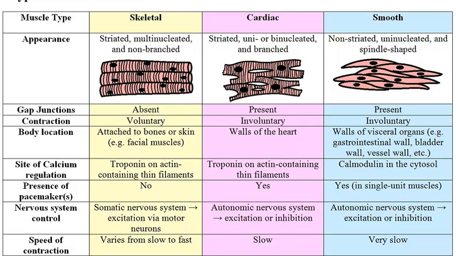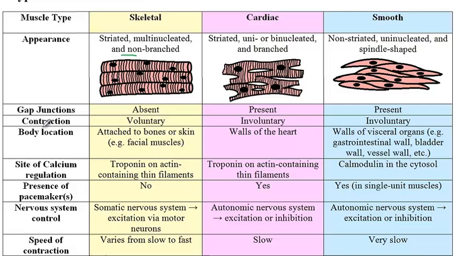So we've already discussed that both skeletal and cardiac muscles are striated. In addition, skeletal muscles have multi-nuclei. So here you can see that one skeletal muscle can have multiple nuclei versus cardiac muscles that can have one or two nuclei. And then smooth muscles have only one nucleus. Skeletal muscles are non-branched, they're straight, versus cardiac muscles that have branches. And then smooth muscles have a spindle shape. So here you can see that they have spindle shapes.